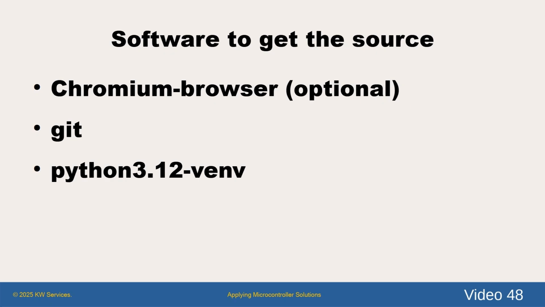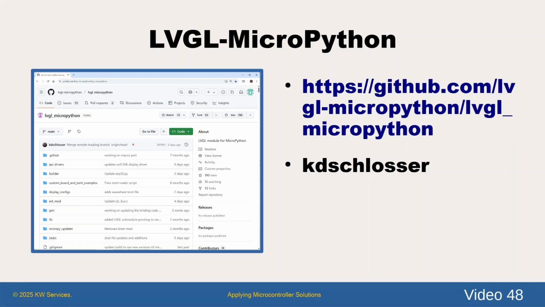These items will help us get the software and follow the instructions. Oh, and we need this Python add-on. After we've installed that software, we can search for the GitHub MicroPython and LVGL. When you click on the search result, you should see this web page maintained by Kevin D. Schlosser and others.